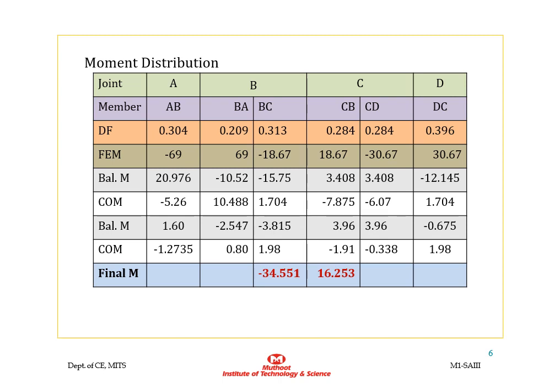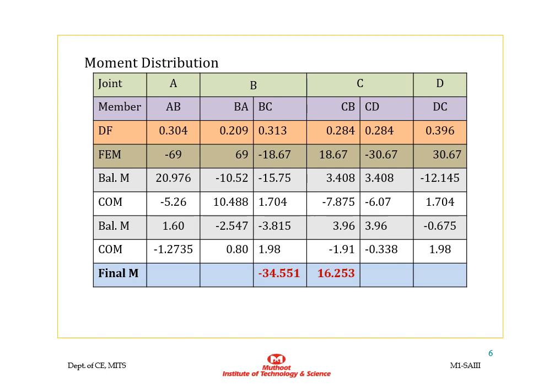First of all, we are going to balance the moment at joint A. There is only one member loaded with the loading. So the total moment acting at that joint is minus 69 kilonewton meter. When it is balanced, the balancing moment will be 69. Then it will be distributed to the members at that joint according to their distribution factors. So the balancing moment at member AB will be 69 into 0.304, that is 20.976. Then coming to joint B, there are two members.